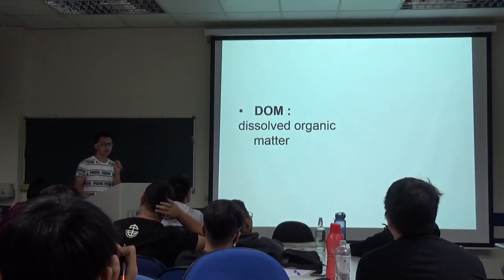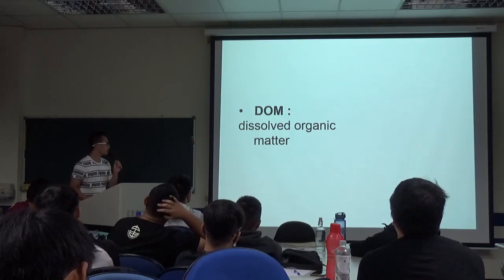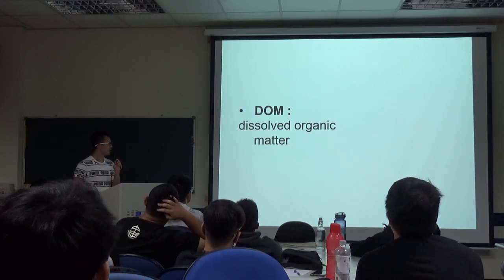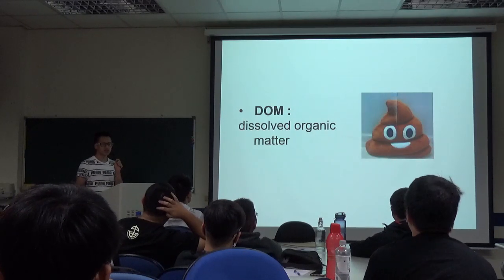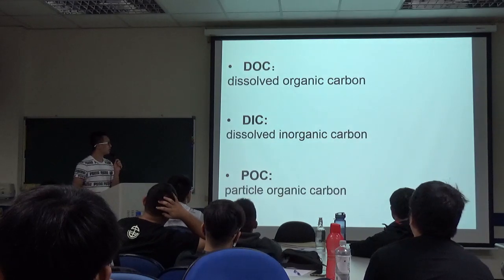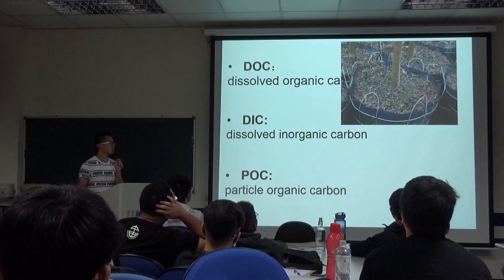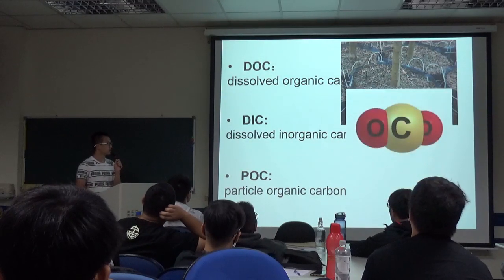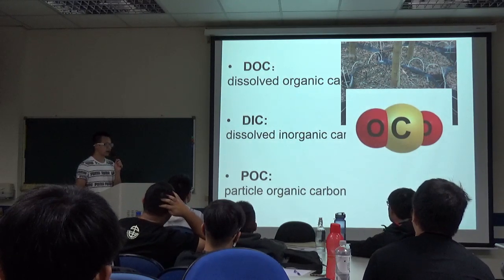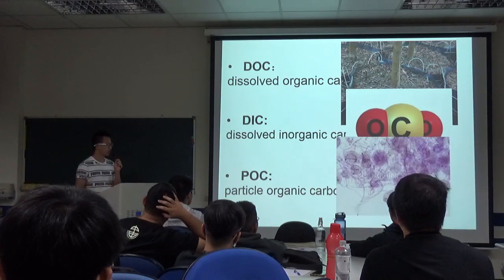So let's understand some important words that will help me later. DOM is the abbreviation of dissolved organic matter, like marine life excrement. And DOC means dissolved organic carbon, like humus. DIC means dissolved inorganic carbon, like carbon dioxide. And POC means particle organic carbon, which can't be dissolved in the water, like plankton.